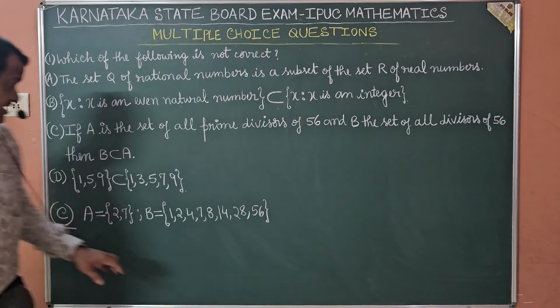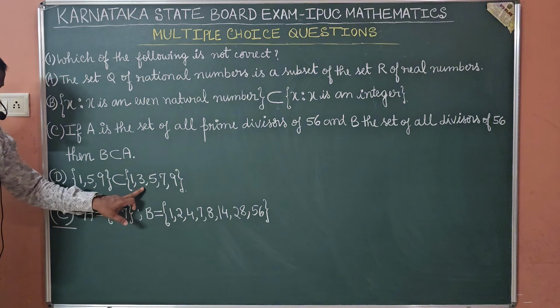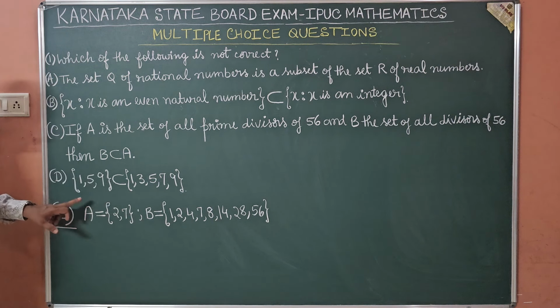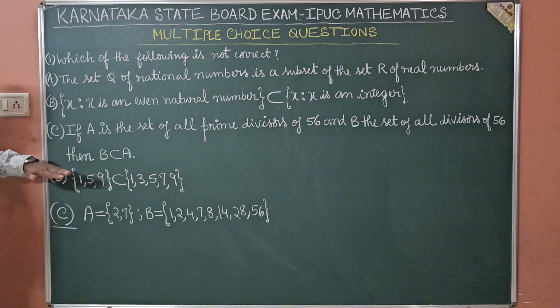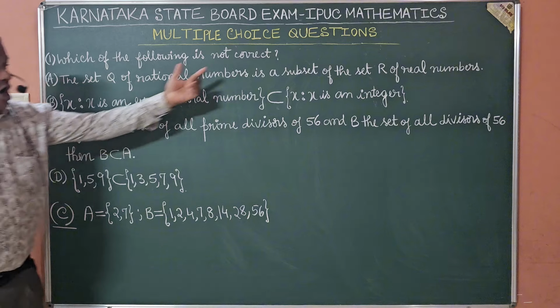And why is option D correct? It is easy to verify. The set containing the elements 1, 5, 9 is a subset of the set containing these 5 elements, 1, 3, 5, 7, 9. See, all the 3 elements 1, 5, 9 are present in this set as well. Therefore, D is a correct statement, B is a true statement, A is a true statement, but only C is not a true statement. C is a false statement, that means not correct.